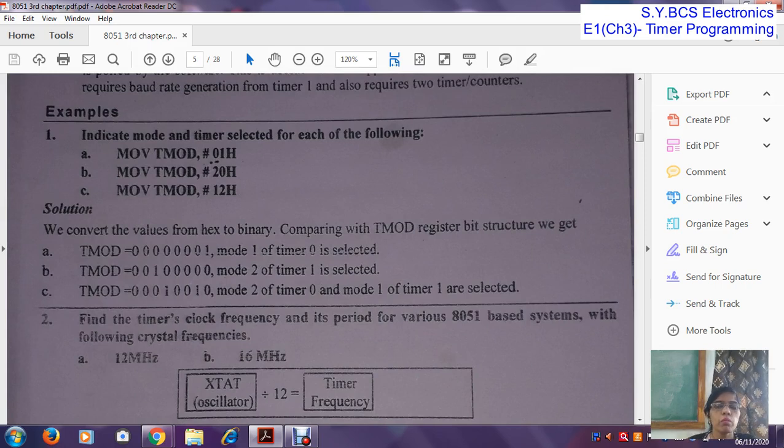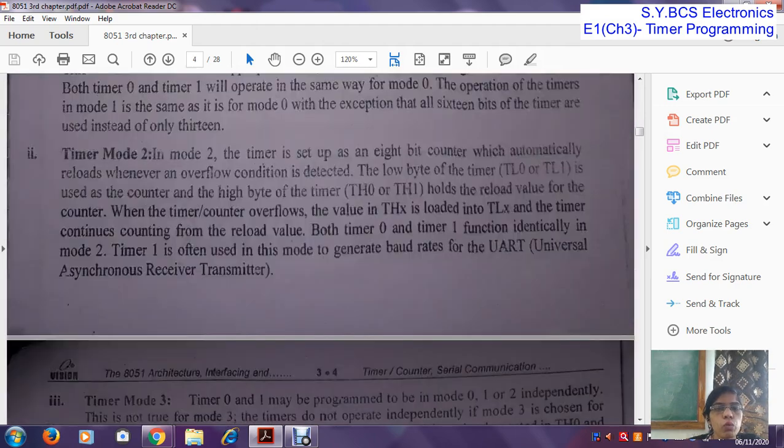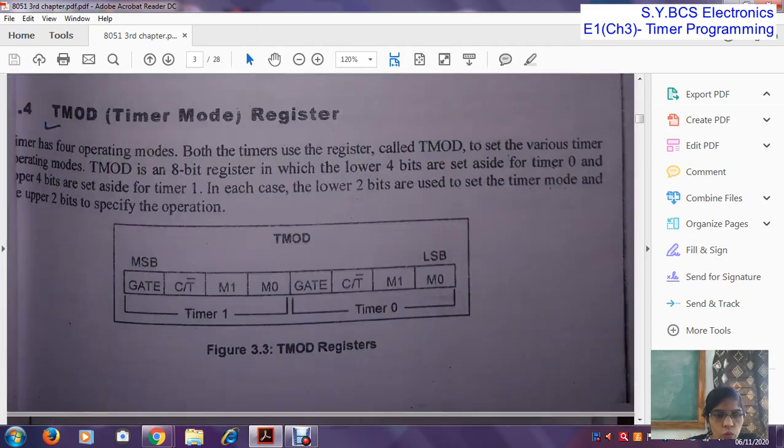In a similar way, MOV TMOD, #12H. When we load this 12H value in the TMOD register, 12 means 0 0 0 1 0 0 1 0. So mode 2 of timer 0 and mode 1 of timer 1 are selected. So 1 is loaded in timer 1 and 2 is loaded in timer 0.